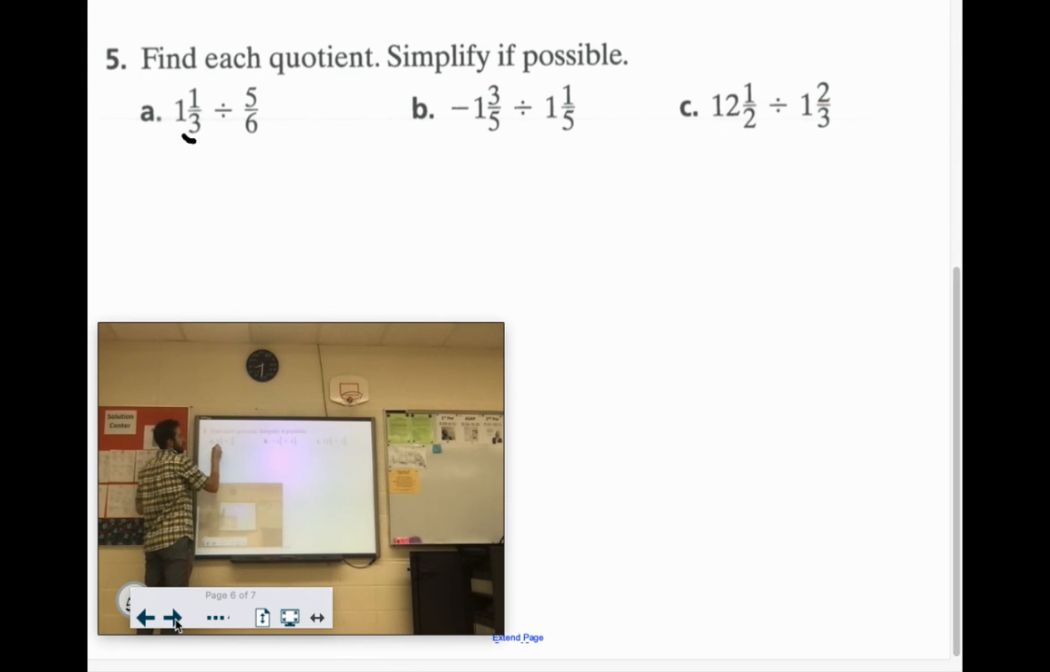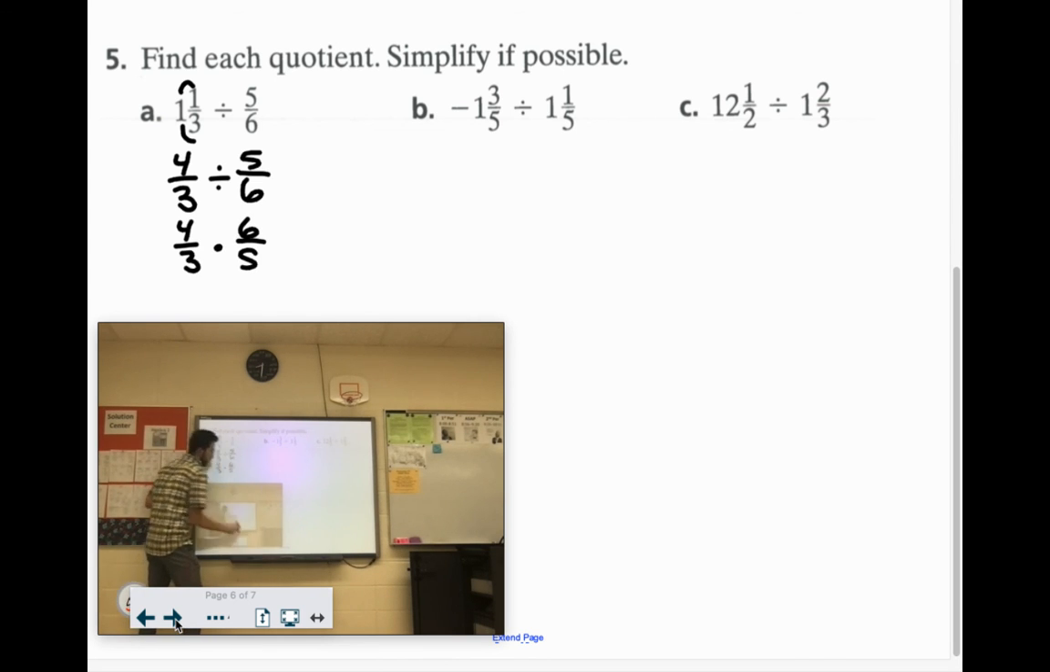All right. 3 times 1 is 3, plus 1 is 4. 4/3 divided by 5/6. Keep it, change it, flip it. 3 goes into 6 2 times. 4 times 2 is 8. 1 times 5 is 5. We're turning it back into a mixed number. 5 goes into 8 one time with 3 leftovers.